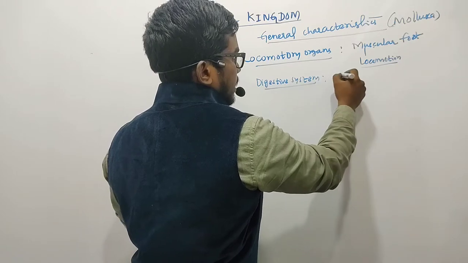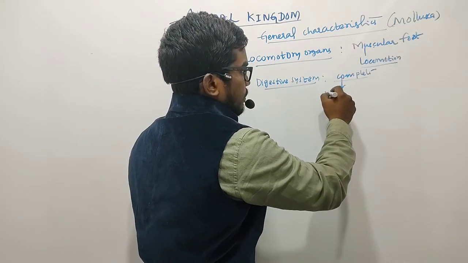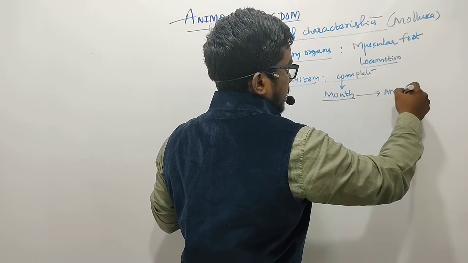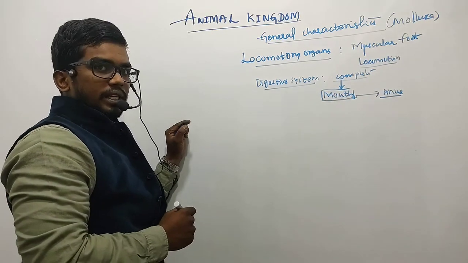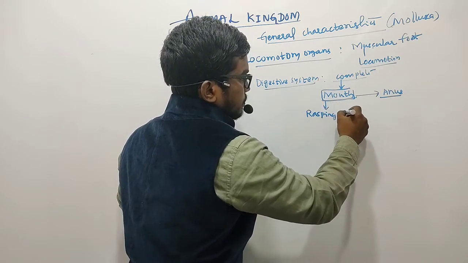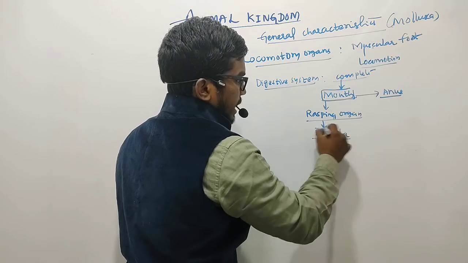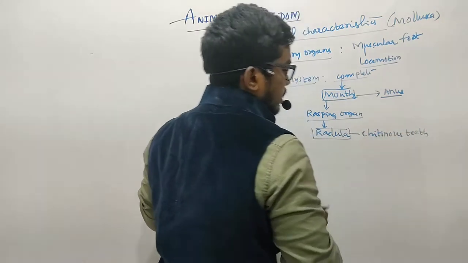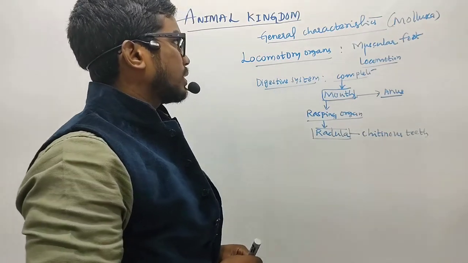See, the digestive system here is complete. When I say complete, remember that they have the alimentary canal which starts with the mouth and ends with the anus. Note down one important point here: the mouth, the first opening of the alimentary canal, possesses a rasping organ. We call this rasping organ the radula. This radula possesses many chitinous teeth, which is important for their digestive processes. So the digestive system, remember, is very much complete with respect to the molluscans.